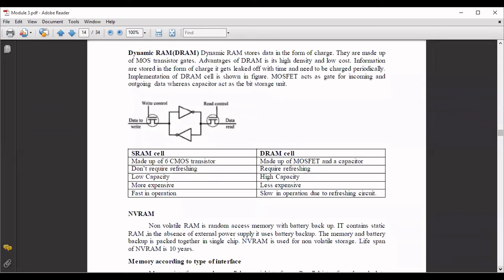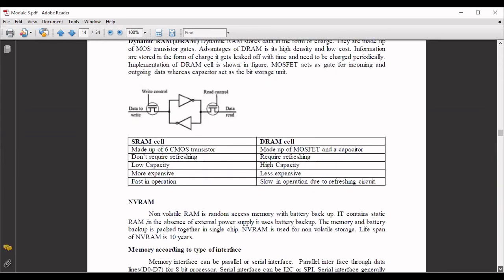SRAM has low capacity and DRAM has high capacity. SRAM is more expensive and DRAM is less expensive. SRAM is fast in operation. DRAM is slow in operation due to the refreshing circuit, because it has to refresh periodically.